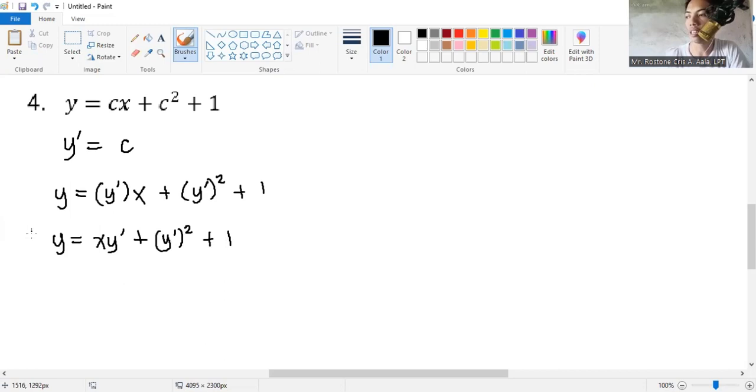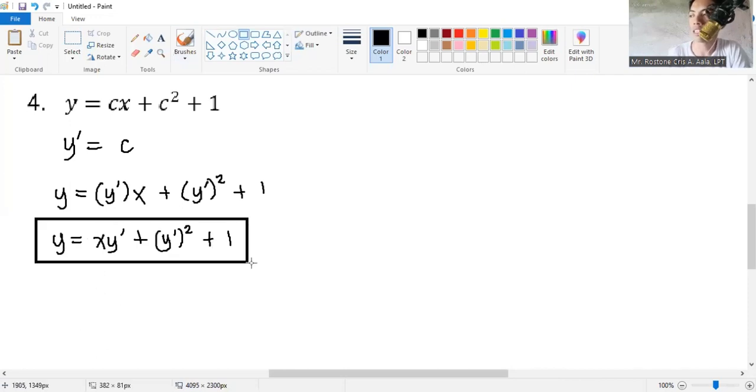Ito na yung ating differential equation. We have y is equal to xy prime plus y prime squared plus 1. Ito na yung ating answer. Ganun lang kabilis. Ang ginamit natin dito na method ay substitution.